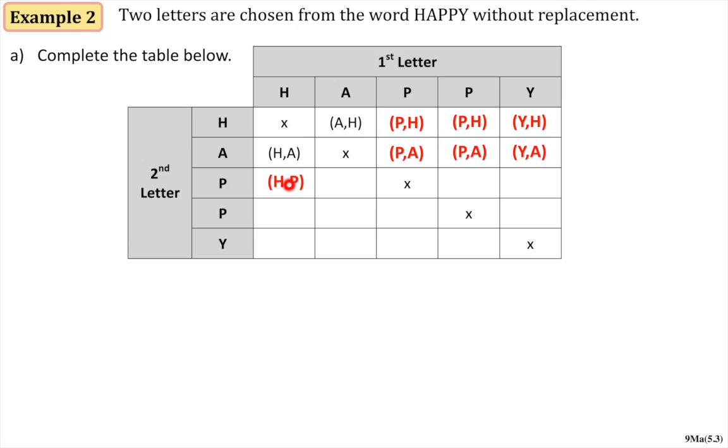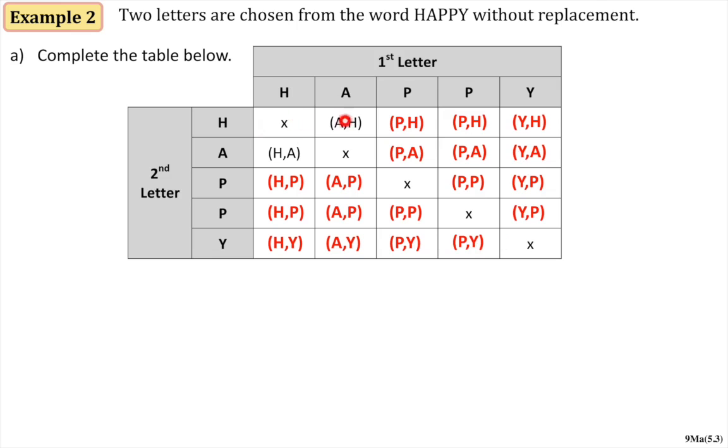And we go through. So first letter HP, AP, doesn't count, PP, YP, HP, AP, PP, and YP, HY, AY, PY, PY, and you can't use these diagonals, which means normally there's 1, 2, 3, 4, 5 across and 1, 2, 3, 4, 5 down, which is 25 different ways you can do it. We can't count these diagonal 5 ways, so if you count them, there's only 20 different ways you can do things here.